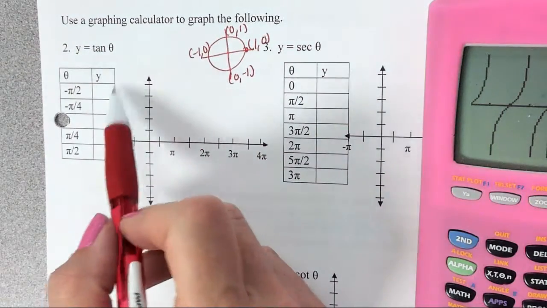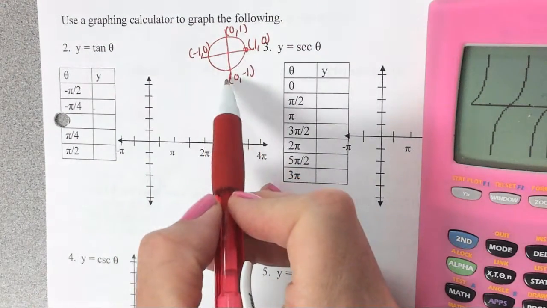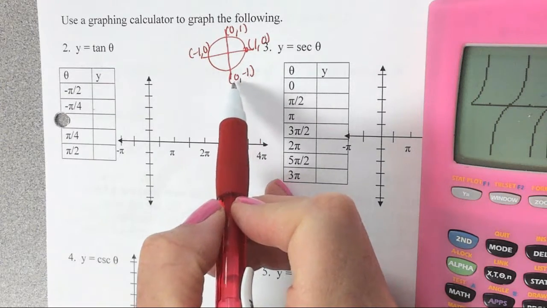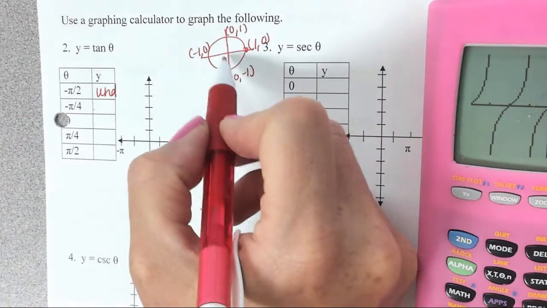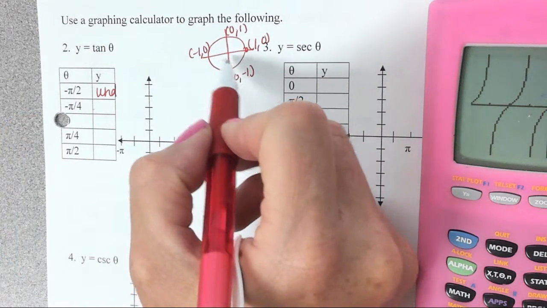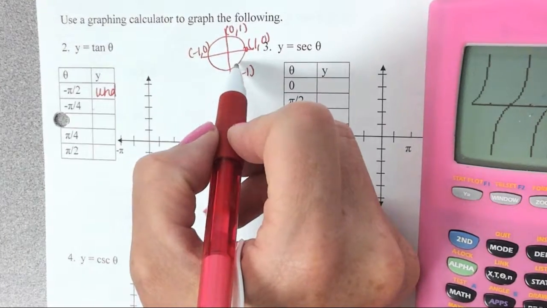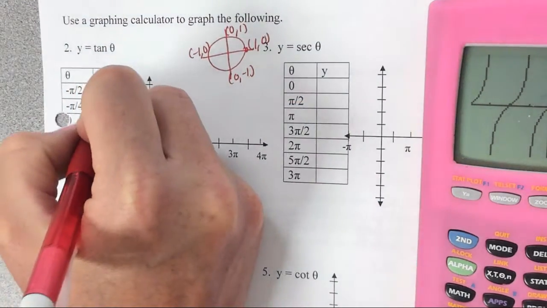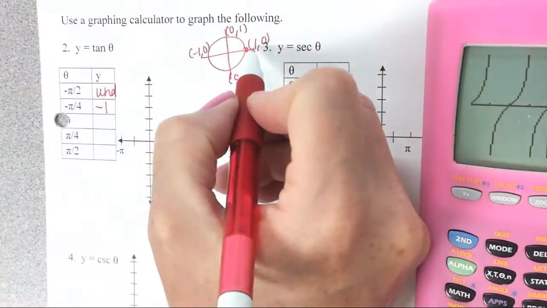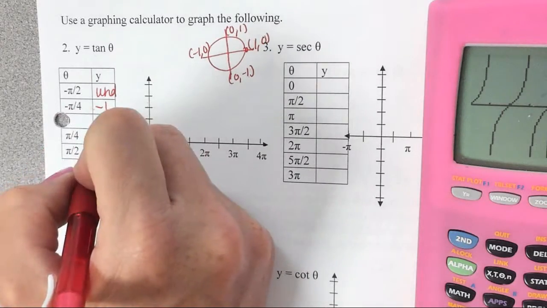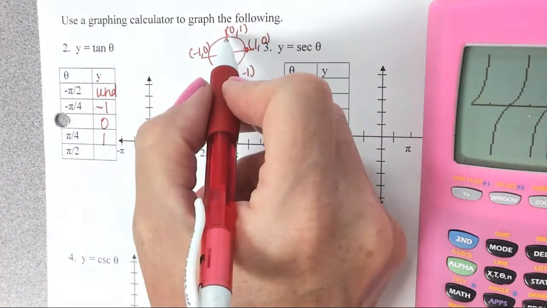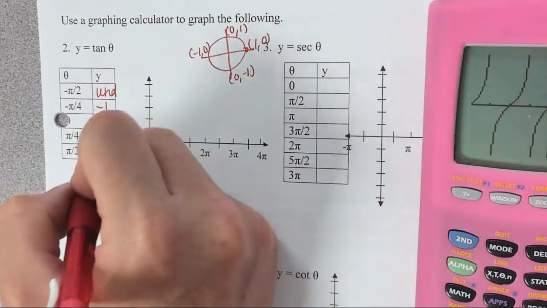Okay? If I'm at negative pi over 2, that's right here. Tangent is opposite over adjacent, or y over x. That's undefined. At negative pi over 4, that value for tangent, that's going to be opposite over adjacent again. That's going to be negative 1. At 0, y over x is going to be 0. Pi over 4, the tangent value of 45 degrees is positive 1. And at pi over 2, y over x is going to be undefined.